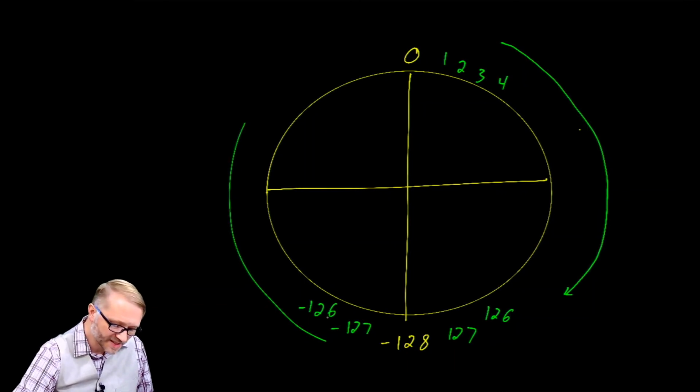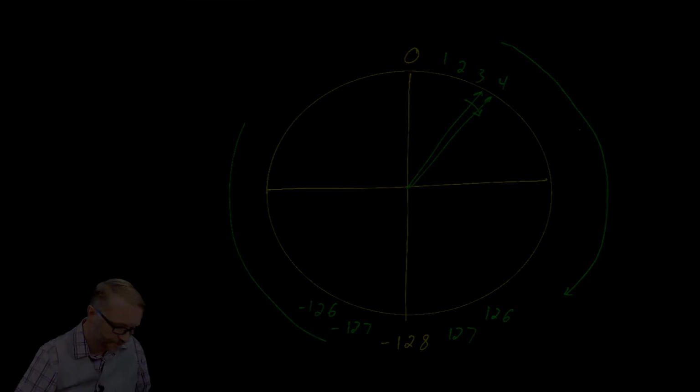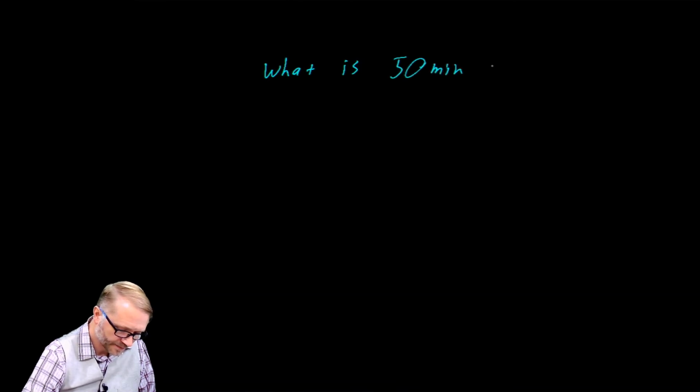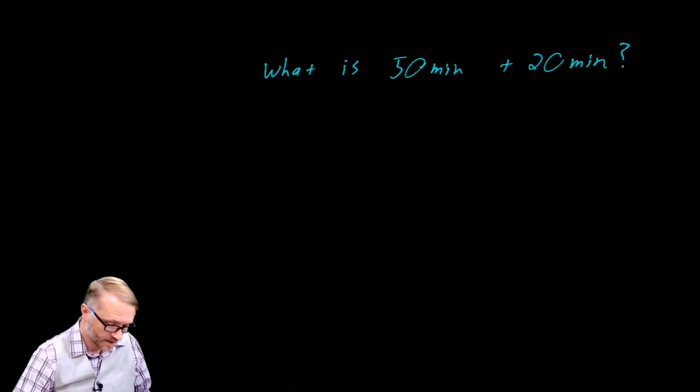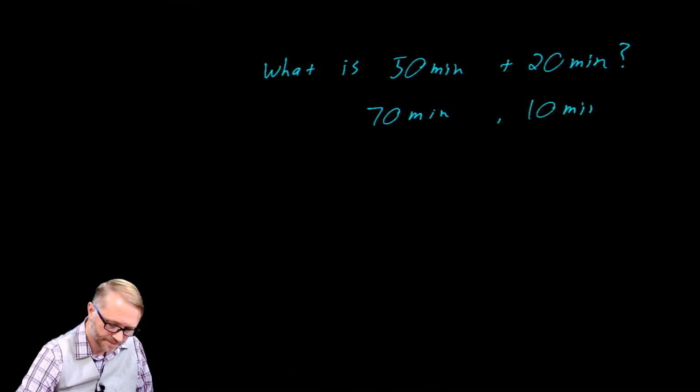Again, when we are using that adder, we are essentially taking a pointer and we're moving that pointer one position every time. To make sense of this, I have to ask you a question. What is 50 minutes plus 20 minutes? And some of you would say 70 minutes, and others of you might have said 10 minutes.